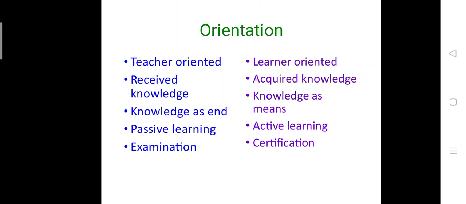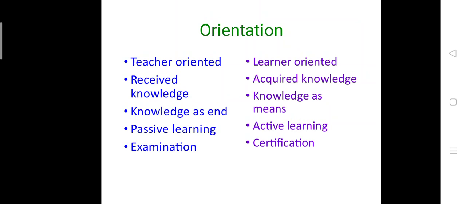So, the orientation of education is the first aspect. In the Indian context, the education is teacher oriented. Since in the very traditional Vedic system of education, the Gurukula system, we can see that the Indian system of education is teacher oriented, teacher directed, teacher controlled. Teacher is in the supreme position. Even now, we can see like that. We are always expecting from the teacher.